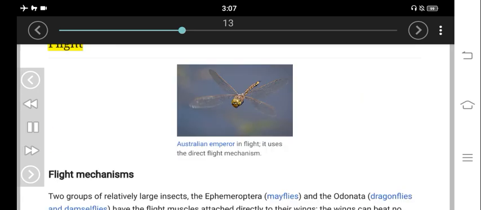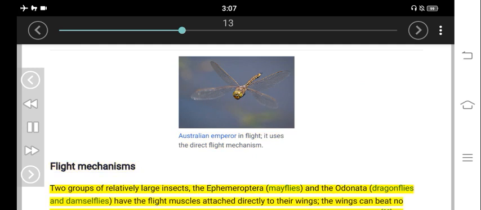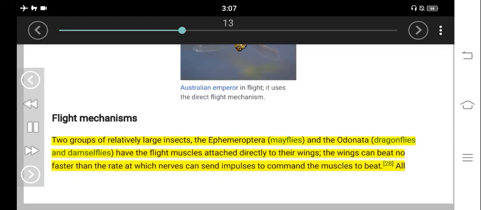Flight. Australian emperor in flight; it uses the direct flight mechanism. Flight mechanisms. Two groups of relatively large insects, the Ephemeroptera mayflies and the Odonata dragonflies and damselflies, have the flight muscles attached directly to their wings. The wings can beat no faster than the rate at which nerves can send impulses to command the muscles to beat.